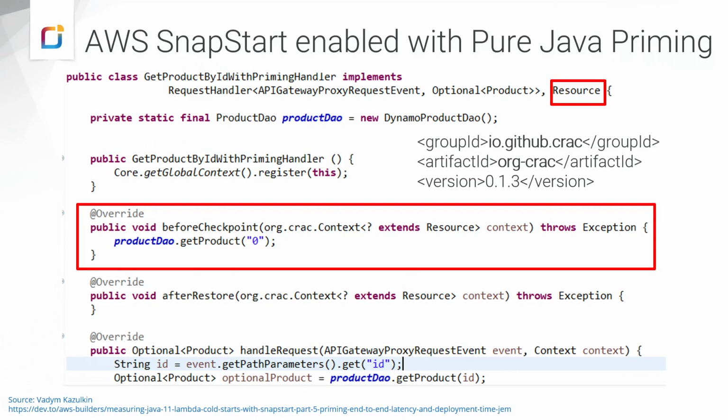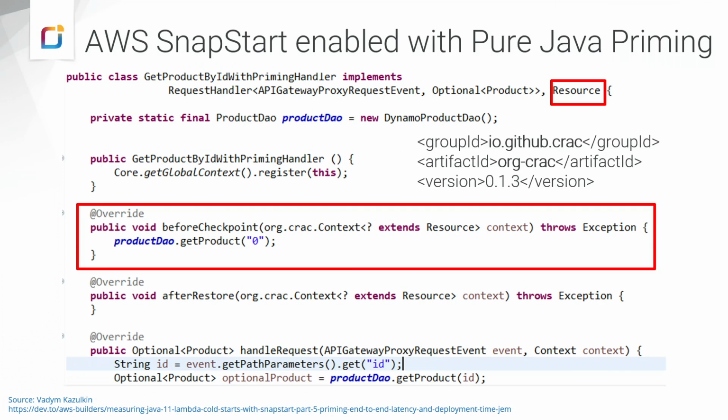Now we will think about what I told you about this dirty code to retrieve item with ID 0 and pre-warm Jackson in that situation. CRaC enables you, this is the Resource implementation, the Resource interface. You need to have this dependency io.github.crac that you see. And then you have these two methods, beforeCheckpoint and afterRestore. After restore, I don't use very often, but before checkpoint, this is where you can put your logic.